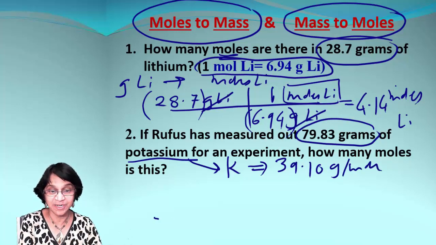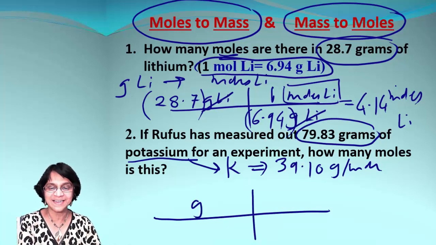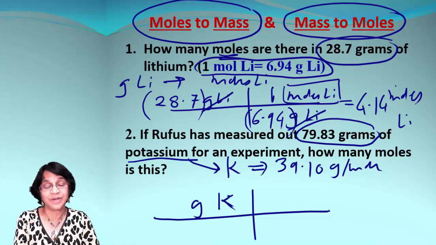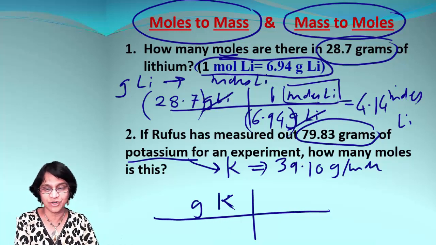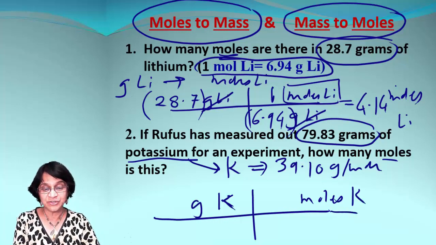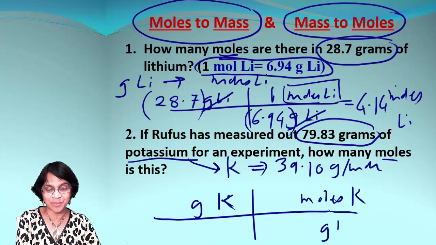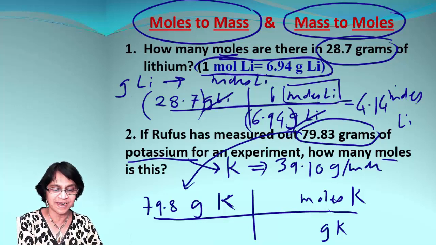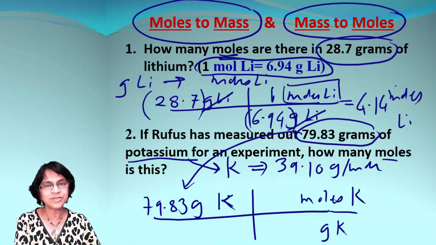Let's go back to our grid, and remember we always begin with the given. So that is grams of potassium, and I like to put the symbols instead of putting the full word potassium. You can write potassium if you like to. And then my destination is going to be how many moles. So I'm going to put moles of potassium. Just like algebra, we need to cross out grams. So grams of potassium comes over here. Remember, we begin with the given, which is 79.83 grams.